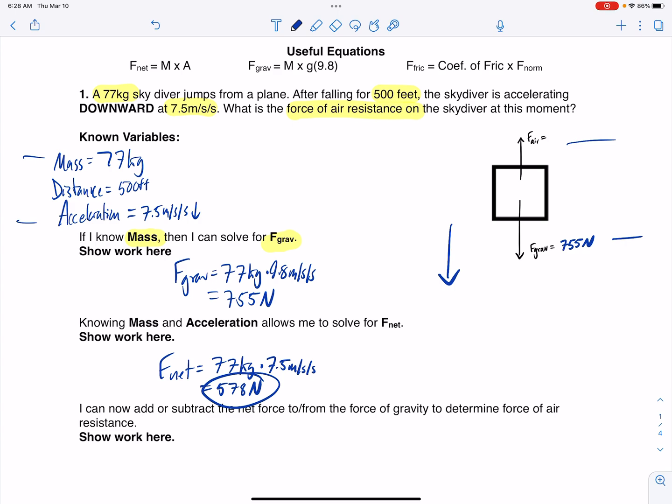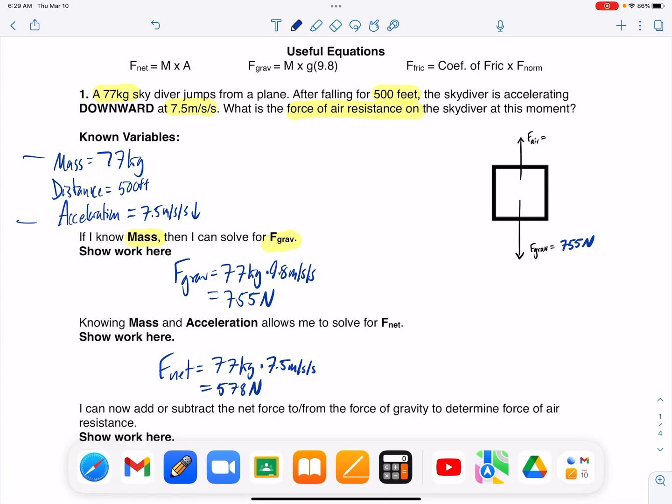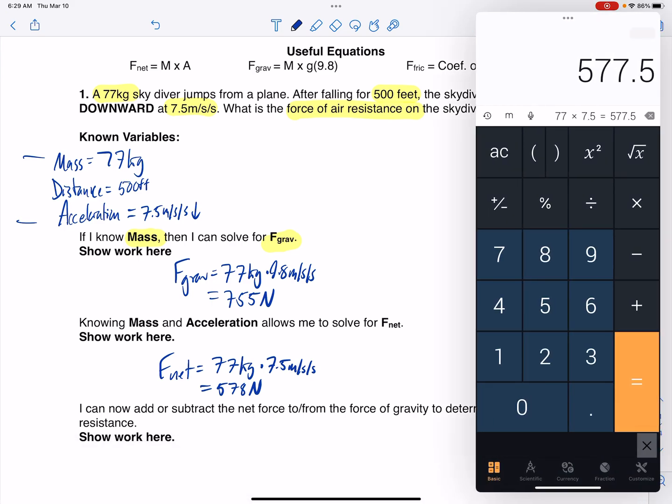And if we use our logic and we think to ourselves, if we're accelerating downward, we know that the net force is always in the direction of the acceleration. If your net force is downward, then you're accelerating downward. So that tells me that the force of gravity here has to be greater than the force of air resistance by 578 newtons. So to solve for that, I'm going to take F-grav, the force of gravity, which is 755 newtons, and I'm going to subtract that net force, 578 newtons, and that gives me 177 newtons.